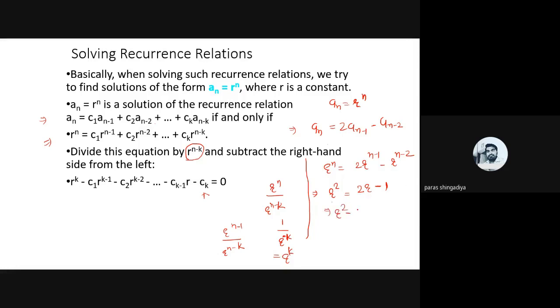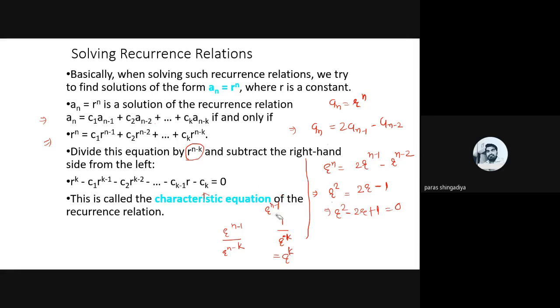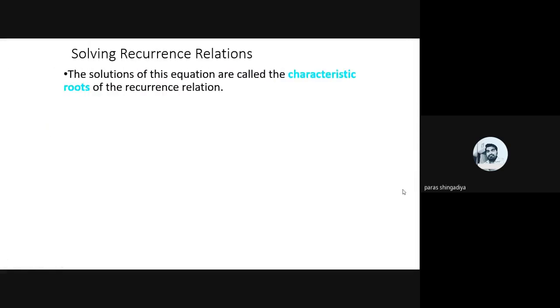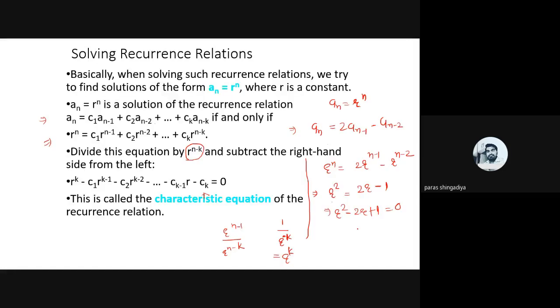We get the equation r square minus 2r plus 1 is equal to 0, and this is called the characteristic equation of the recurrence relation. This equation is called the characteristic equation of the recurrence relation, and now we'll solve it. Okay, the solution of this equation is called the characteristic root of the recurrence relation. Okay, now solve this above equation.